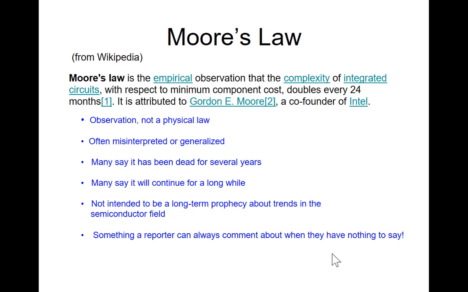So let me try to draw closure to this Moore's Law comments. Moore's Law is an observation, not a physical law, even though it's termed a law. As we just stated, it's oftentimes misinterpreted and it's oftentimes generalized. Many say it's been dead for several years. Many say it'll be going on for another 2 decades. It was not intended ever to be a long-term prophecy about the trends of the semiconductor industry, although it's been happening since the early 1960s. As I said, it's something a reporter can always talk about if they don't have anything else more useful to say.